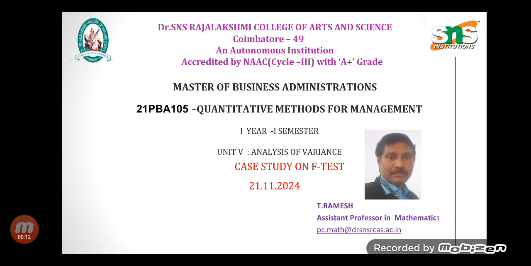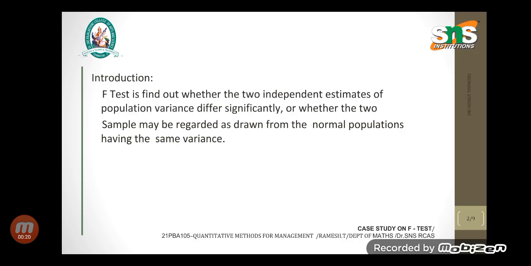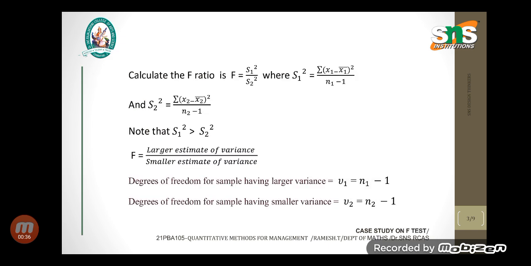In this lecture video, we are going to discuss the topic analysis of variance. From this, we discuss the case study on F-test. Introduction. The F-test is used to find out whether two independent estimates of population variance differ significantly, or whether the two samples may be regarded as drawn from normal populations having the same variance.